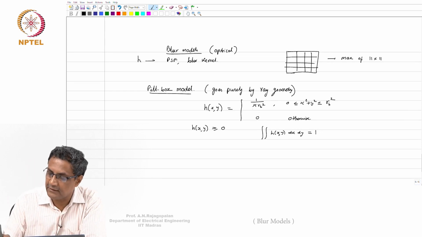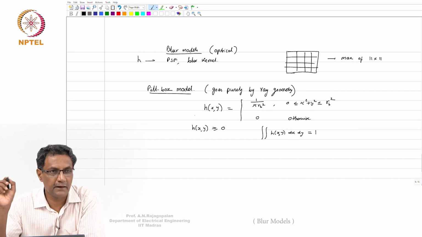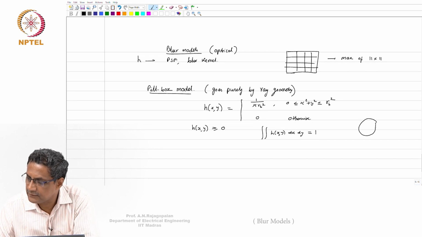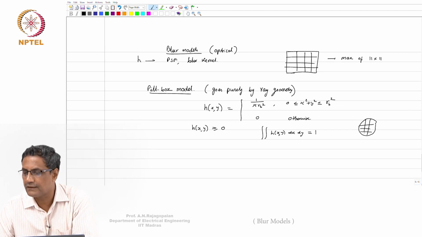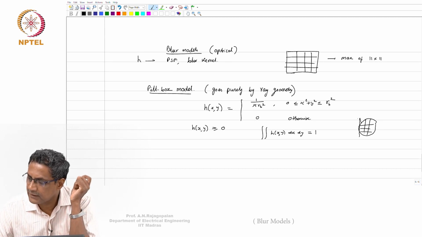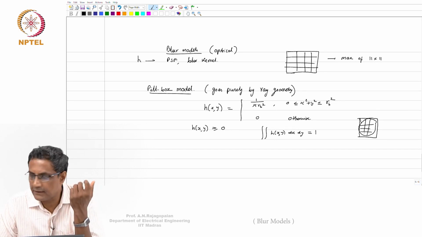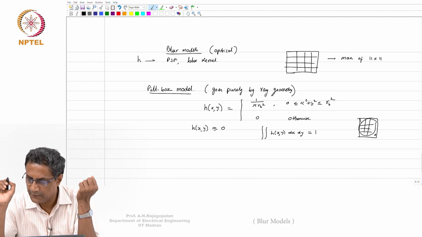As you can clearly see, this 1 by pi rb square, if you integrate it, that's the area, so it'll automatically integrate to 1. Outside of it, it is all 0. So inside this circle you've got intensities, and outside it's all 0. But normally we like to deal with kernels that are regular in shape and not circular. So we'll inscribe it within a square, and outside the circle we'll say that this is all 0, and then use that as the kernel. That is more common.